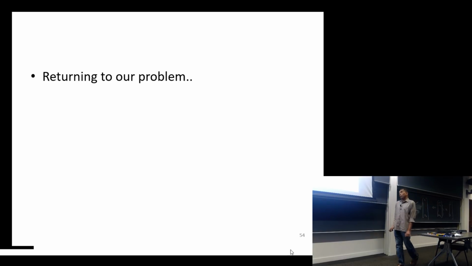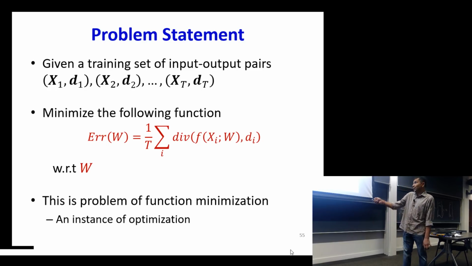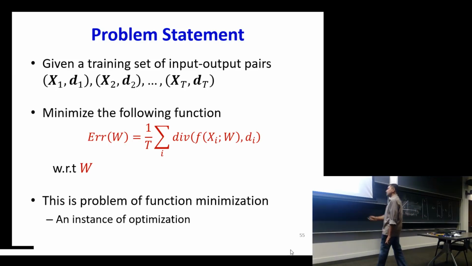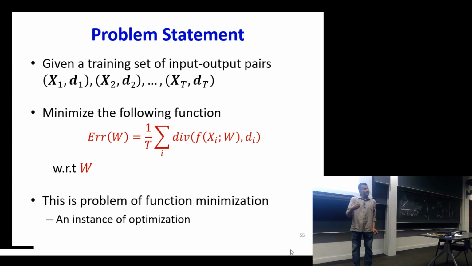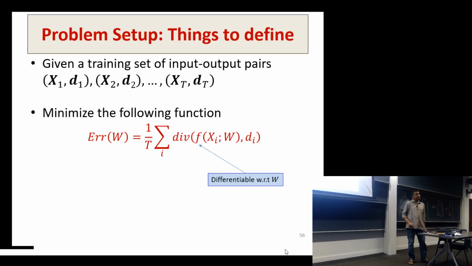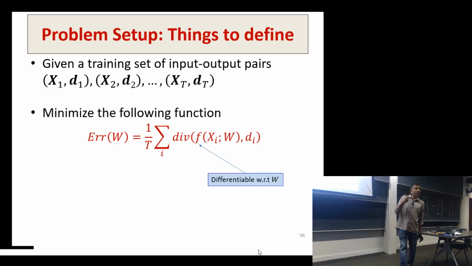Let's get back to our problem, which is, given a set of training instances, we defined an error, which is the average divergence over all of our training samples. And we want to minimize this with respect to the parameter w. This is function minimization, which means we can solve this using gradient descent, right? But to solve this using gradient descent, what was the first requirement?